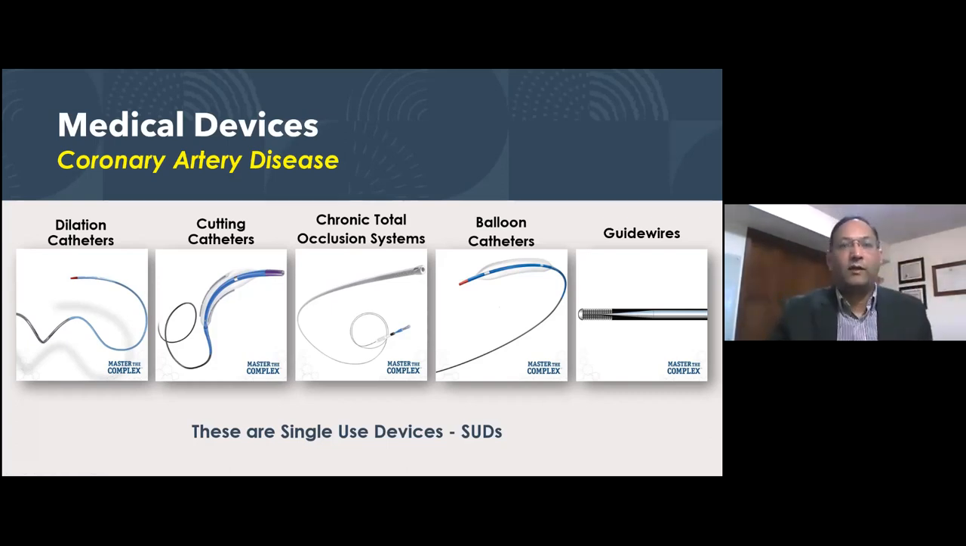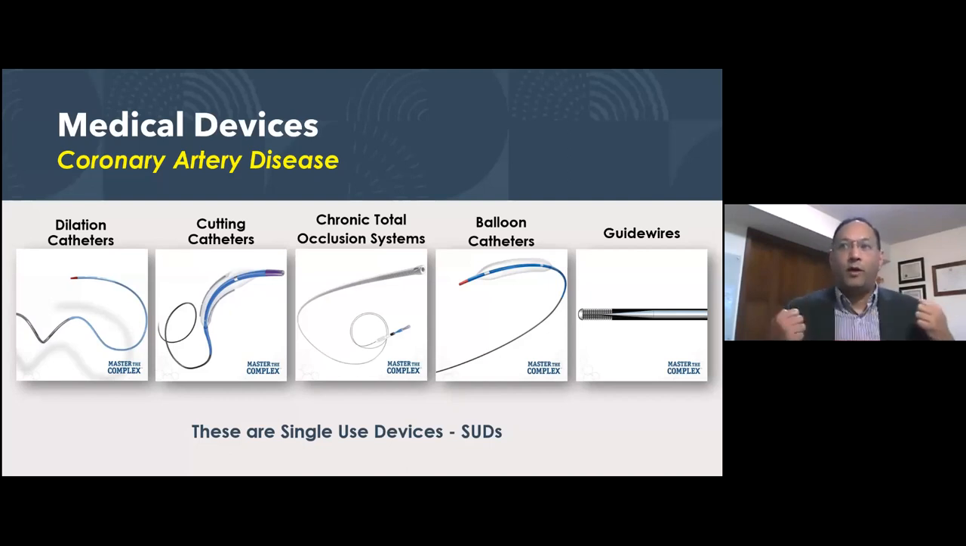And how you get to the location is you make a small incision near your groin. The reason you do an incision near the groin is because there's a major artery called the femoral artery. Through that artery, you can put in what is called a catheter. The catheter can go from your leg, hip, the groin area, all the way up to your heart. And then you can get to the different parts of the heart that way.